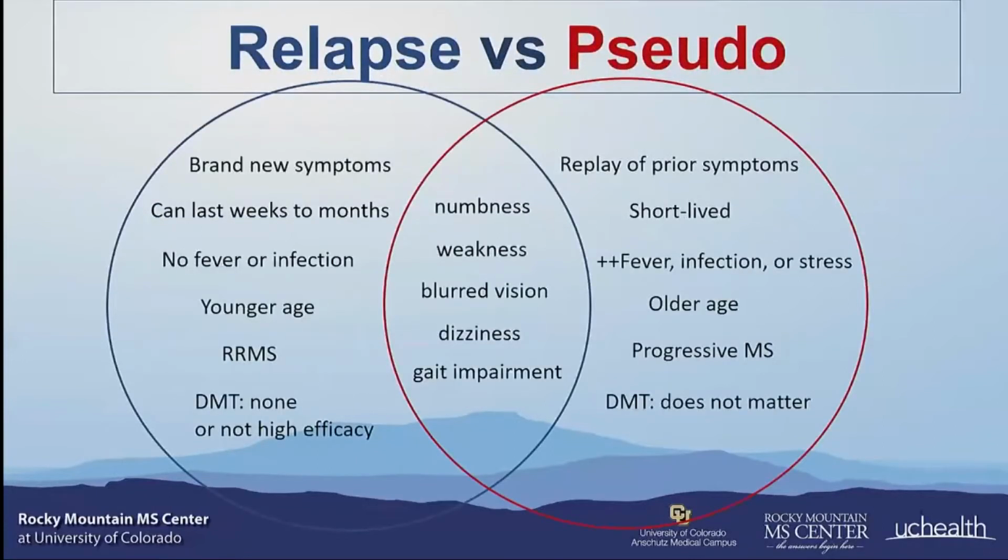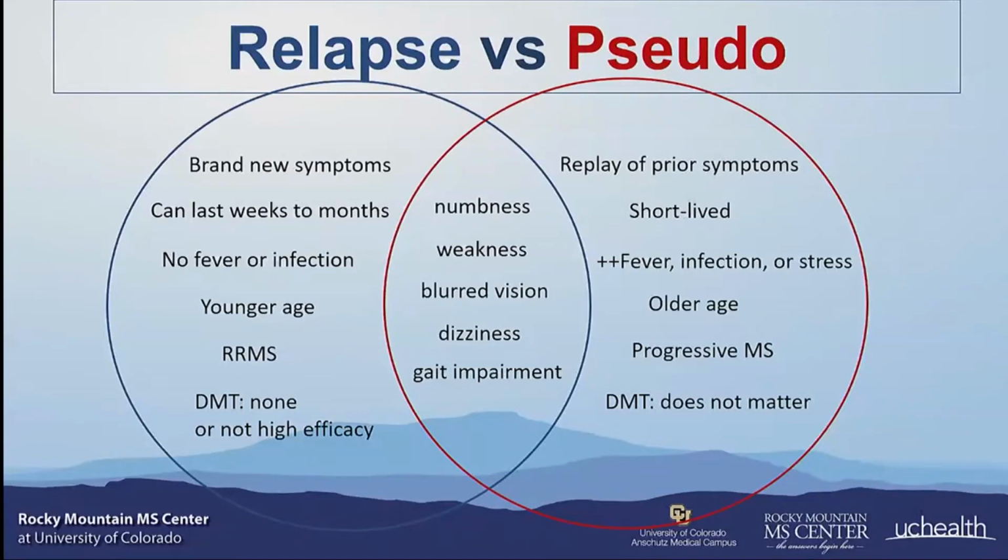Here's a little Venn diagram that I made up to help us tease apart things that are associated with relapse versus things that are associated with pseudo-relapses. As you can see in the middle, neurological symptoms like numbness, weakness, blurred vision, dizziness, gait impairment can be common to either of those. So just the description that we hear on the phone, oh, I'm feeling weak or I'm having blurred vision, doesn't necessarily help us until we delve a little further into the story, whether it's a relapse or a pseudo attack. A relapse, by definition, should be brand new symptoms that a person hasn't experienced before, whereas a pseudo attack is, as I said, a replay of prior symptoms.